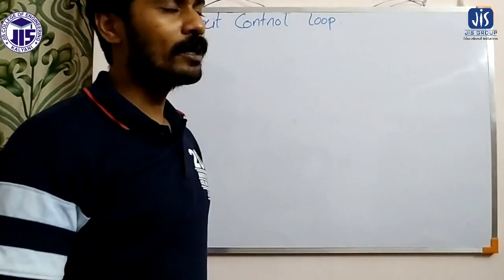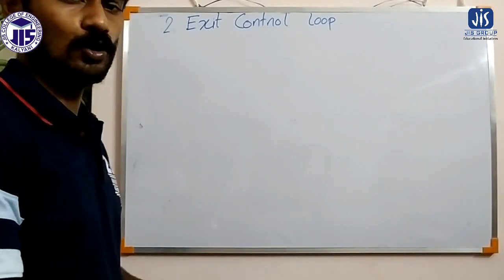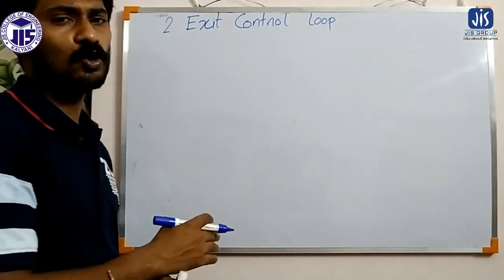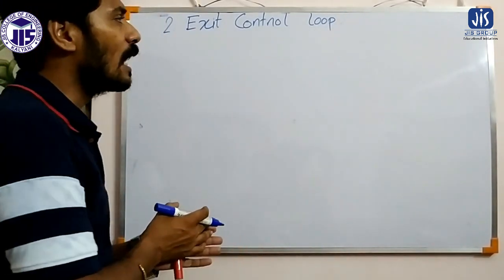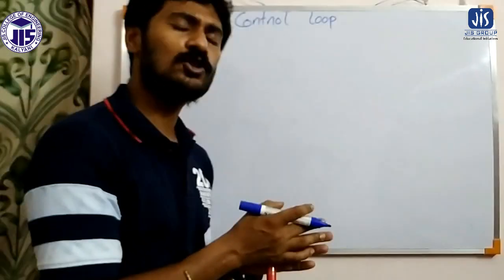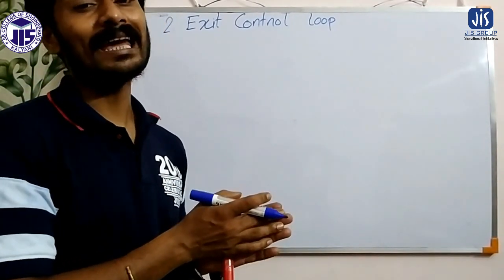The second category is the exit control loop. Okay, the second category is the exit control loop. So from the entry control loop and from the name exit control loop, easily we can assume what is going to happen. In the exit control loop, it is basically just the opposite. We are going to verify the condition at the exit point, not at the entry point.